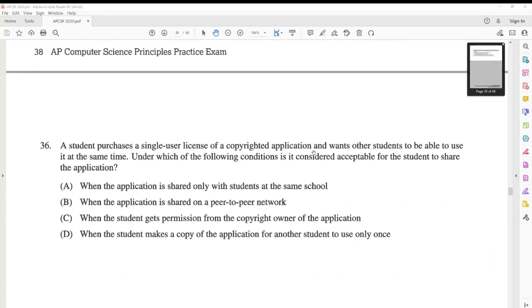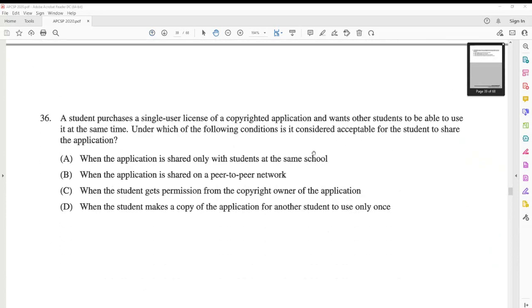Number 36. A student purchased a single-user license of a copyrighted application and wants other students to be able to use it at the same time. So you must obtain a license so that it can be redistributed. Which of the following conditions is considered acceptable to share the app? The application is shared only in the same school. No, you need to get the proper license.